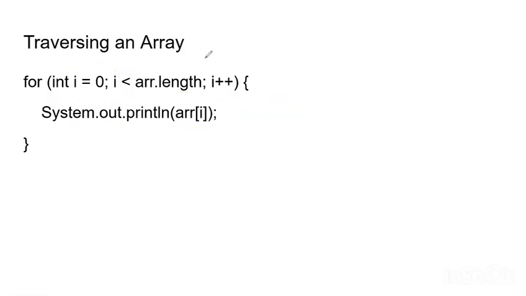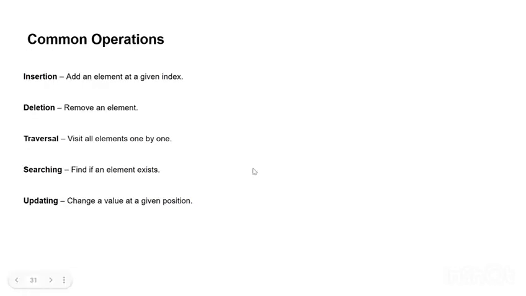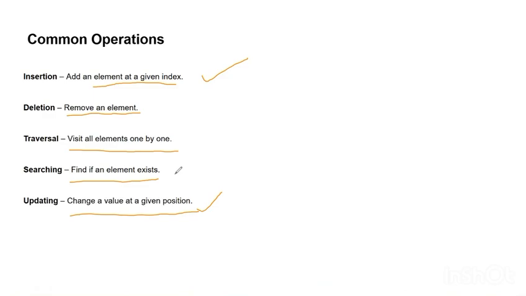So moving on, the next thing that we will talk about is the common operations that we can perform on an array. So we can do insertion of an element at a given index. So at any particular index, we can do the insertion. We can remove a particular element. We can visit all elements one by one, like we discussed in the previous slide. We can also find if a particular element exists or not. We can change a value at a given position. So I think this part we have discussed in the previous slide also. We will discuss each of these operations in detail with examples and code snippets in the coming videos. For now, these are the basic operations that we can perform on an array.